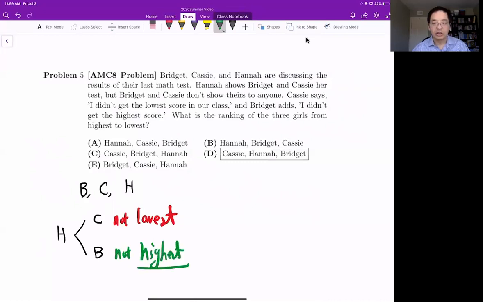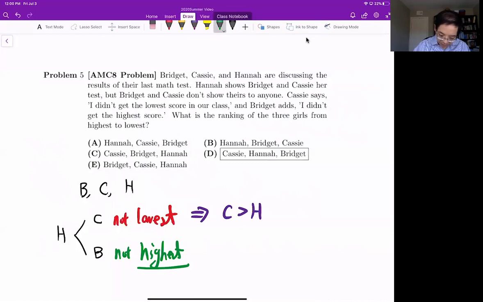Okay, so you see, C does not know the score of B. So if she saw the result of Hannah, and her response was, okay, I'm not the lowest, what does that mean? That means the score of C must be greater than the score of Hannah, right? Not the lowest, so here it must be greater. So from here we get the score of C must be higher than the score of Hannah.